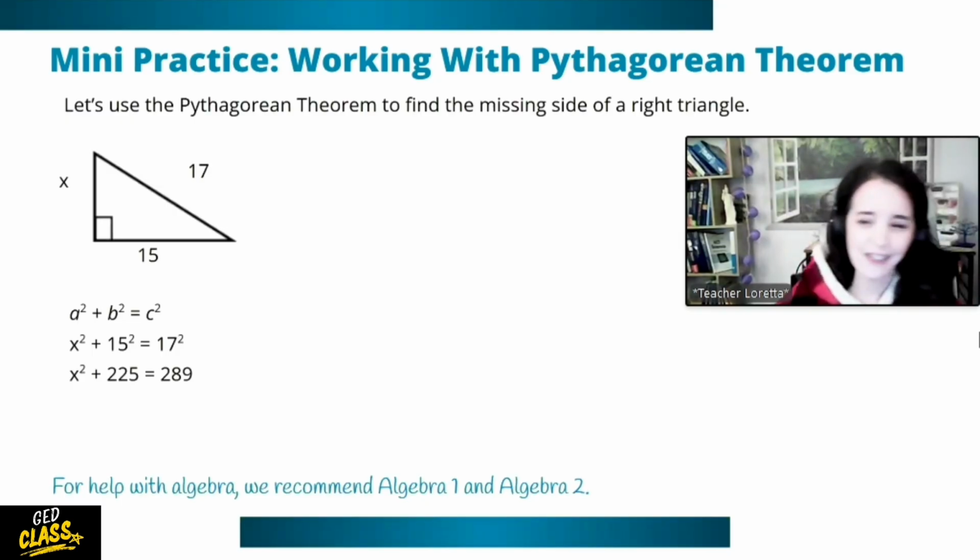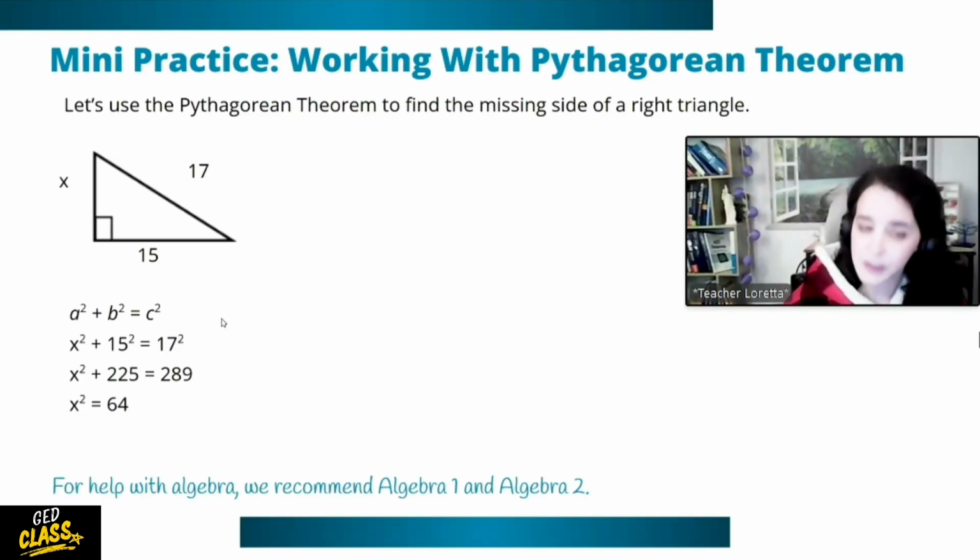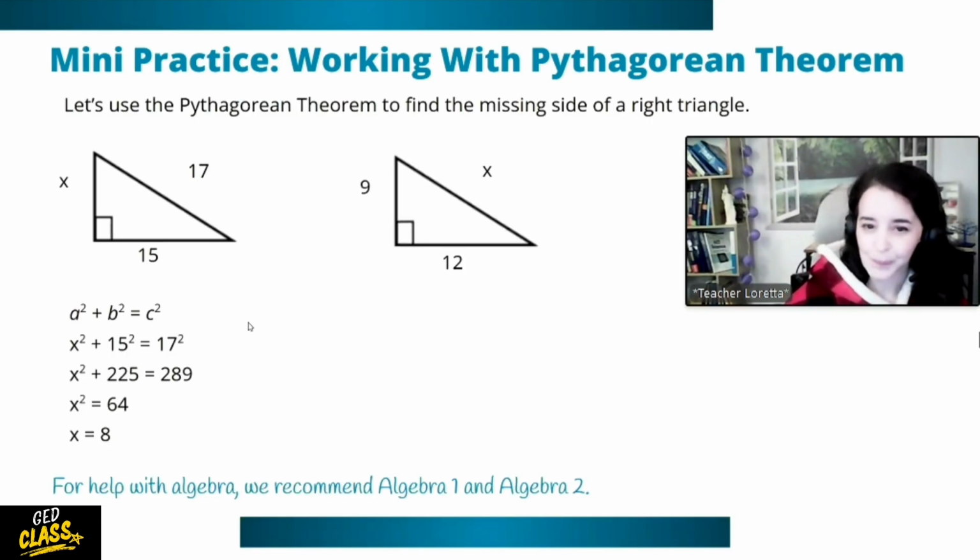Right, LT? So if we subtract 225 on both sides, that would be doing algebra, right? We're going to subtract 225 on both sides to get x squared by itself. We get x squared is 64. Then we think, hey, what number times itself is 64? Or what is the square root of 64? I know the number that times itself is 64, but if you didn't, you could ask your calculator, hey calculator, what's the square root of 64? And your calculator will tell you that it is 8. Really good work, you guys. Let's do one more.